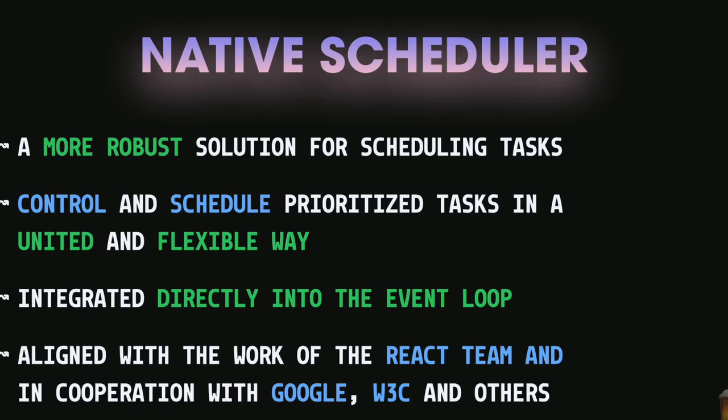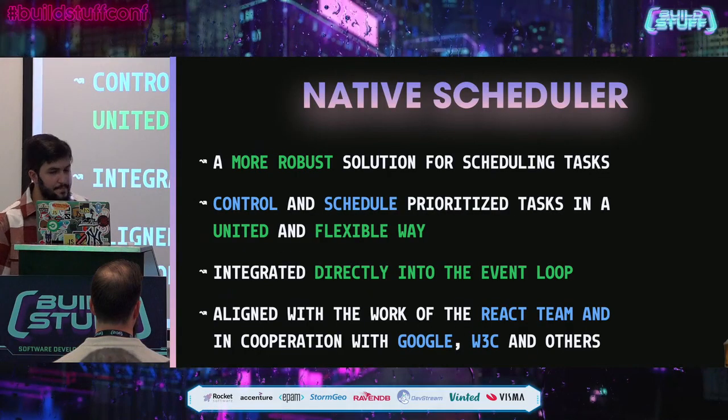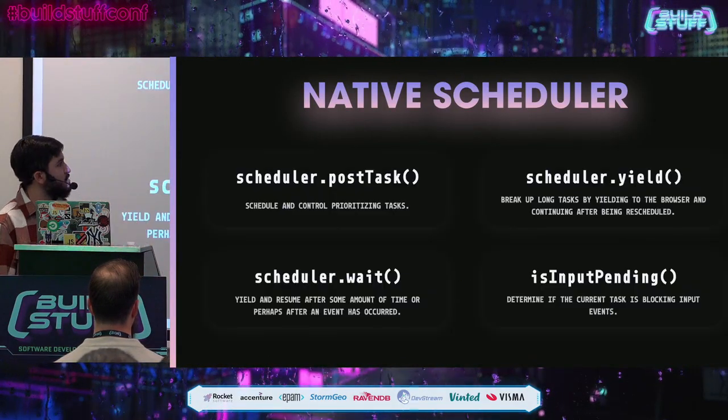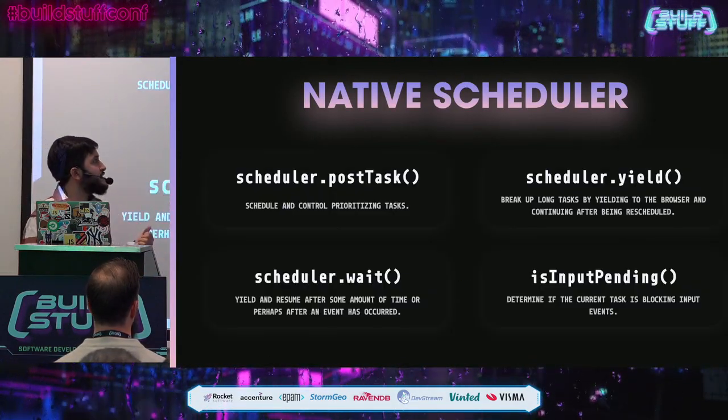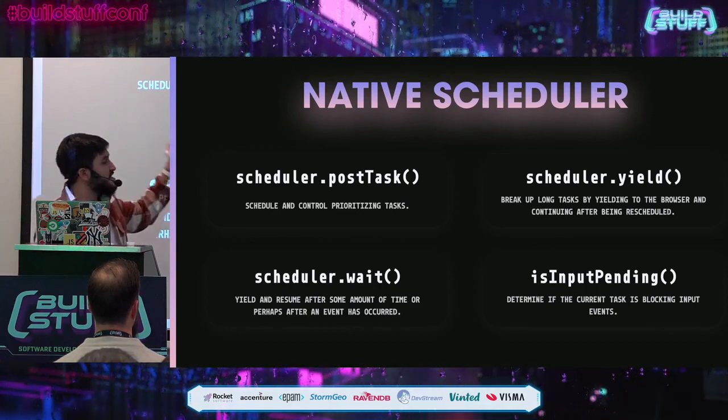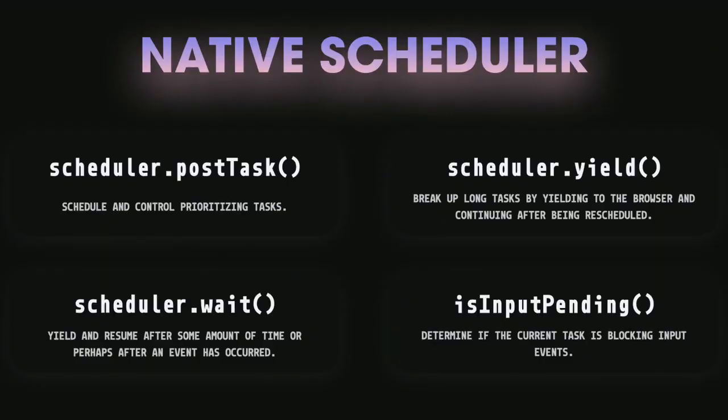And the good thing about it is that it's aligned with the work of React and other teams from Polymer, from Google, the web standards community, and so on. And those are some of the APIs covered by this umbrella. So we're going to have things for scheduling tasks. We're going to have things for routing execution back to the main thread. We're going to have things for waiting for certain conditions, and we even have APIs to check if the browser is busy processing some kind of input.